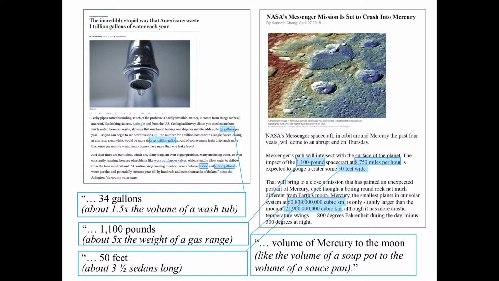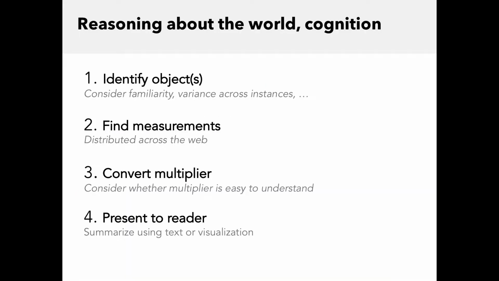And so this seems very simple and concrete and direct, but it's actually hard to construct these and really get them right. And that's because the comparative object is really important. You have to get the right object. It's not clear what makes for the right object. And so they go through this manual process where they have to think about objects in the world and their properties, find measurement data on the web, which may or may not be accurate, convert the multiplicative factor, so figure out, is that easy to understand? Can I tell someone that it's 20 gas ranges, or is that hard for them to grasp? And then find a way to present it to the reader.